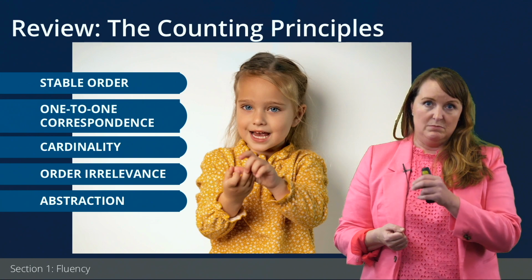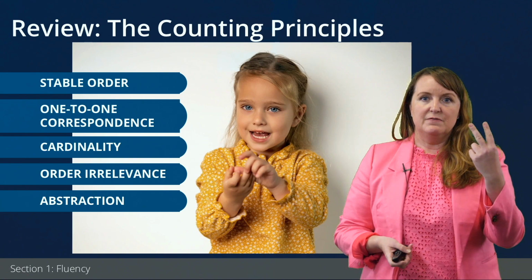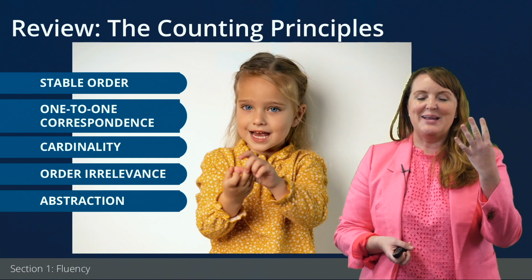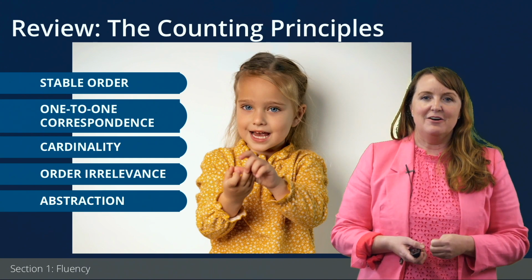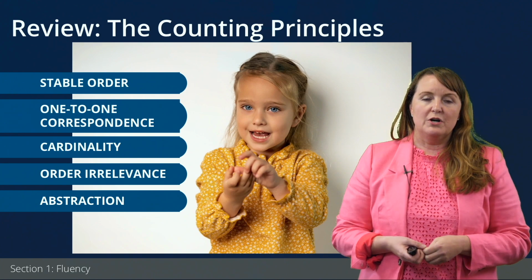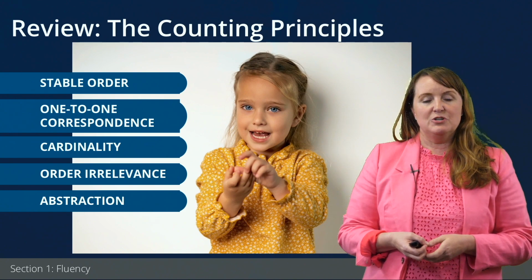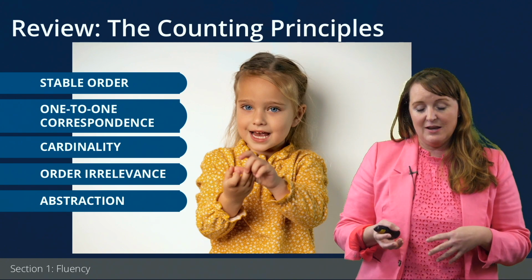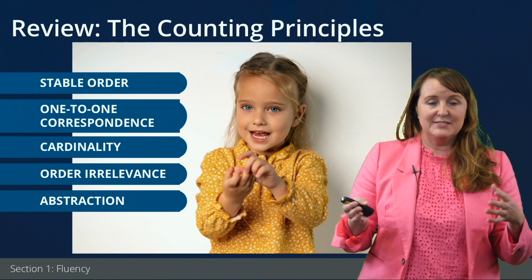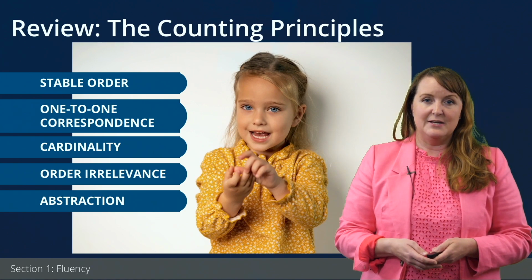Stable order, knowing the number names in order. One-to-one correspondence, each finger or each count gets one count and only one count. Cardinality, oh, I have 4 in my set. Order irrelevance, it doesn't matter the order that I count these in. And abstraction, I could count my fingers and my toes. I've got an abstract set and I could still count them to tell you how many are in the set.